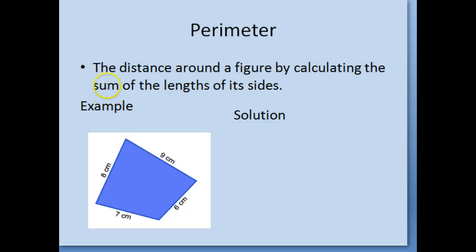Okay, the other part of today's lesson is on perimeter. Perimeter is the distance around a figure by calculating the sum of the lengths of the sides. In our first example, all we need to do is add all of these sides together. So we need to go 8 plus 9 plus 6 plus 7, which gives us 30 centimetres. And it's just 30 centimetres because we're just looking at the outside of the shape. We're not trying to find the area at this point.